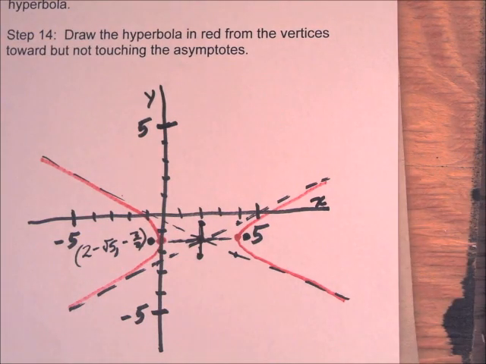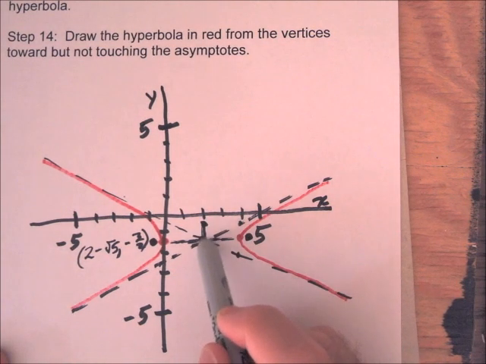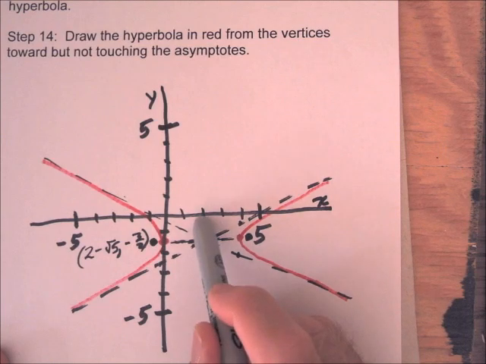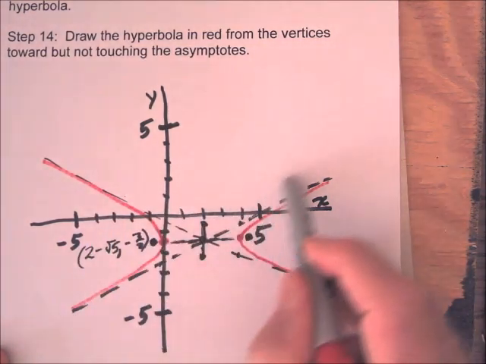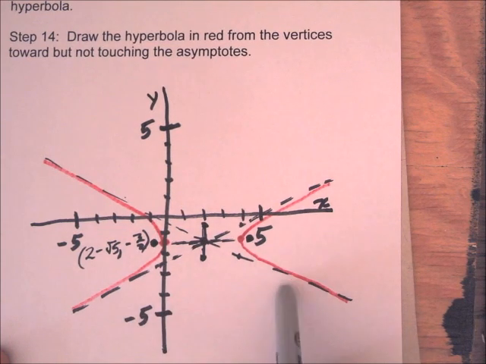Now, if y had come before the minus sign, these co-vertices would actually be the vertices, and then our hyperbola would go something like this here. It would open up and down instead of left and right.